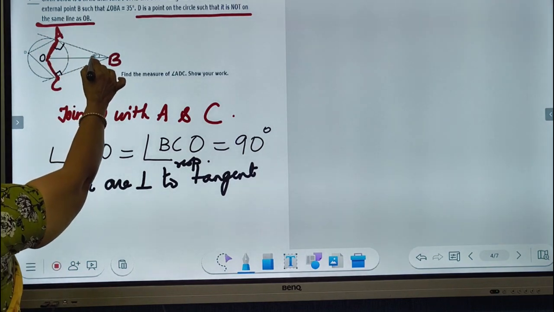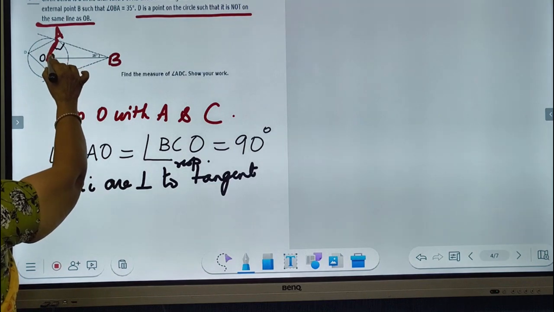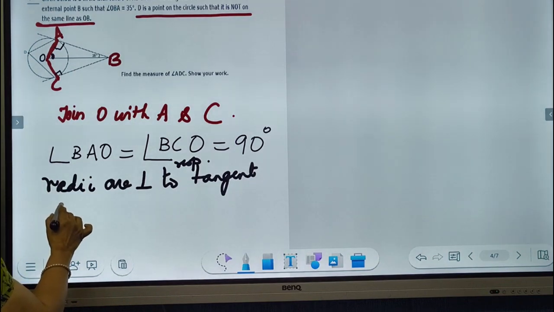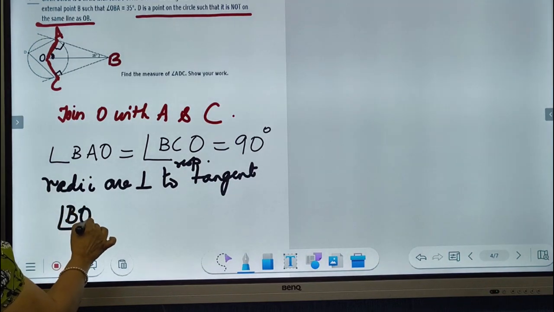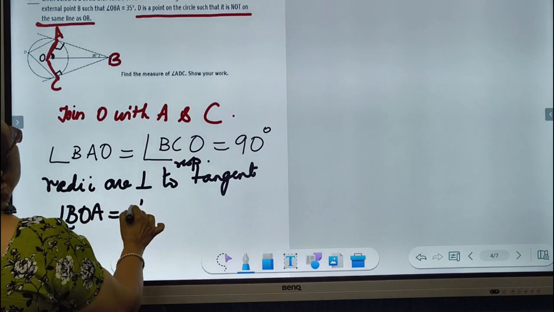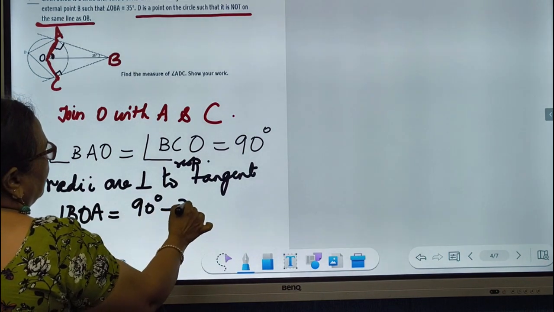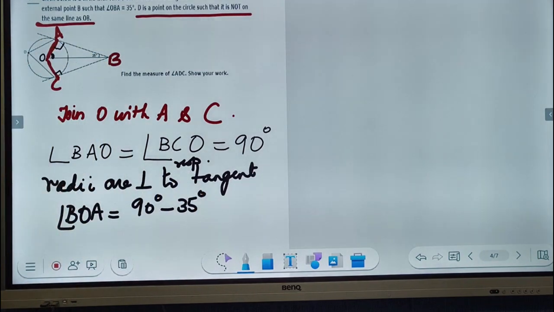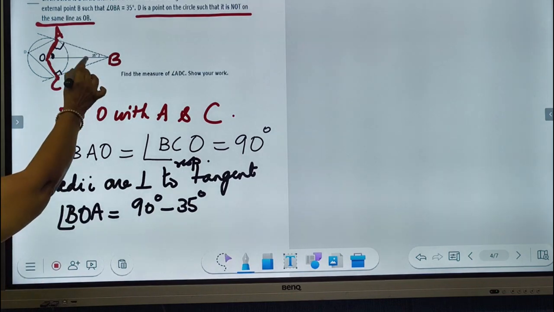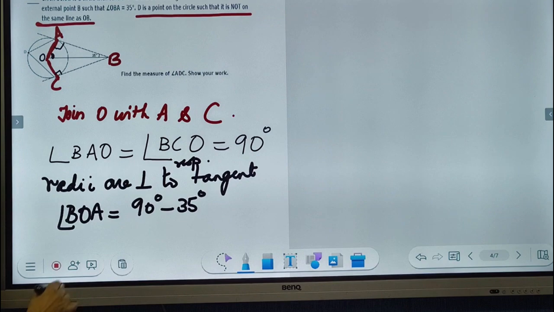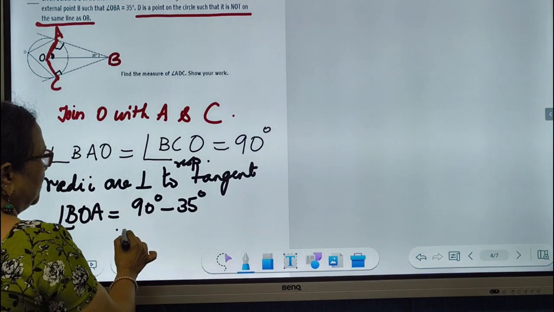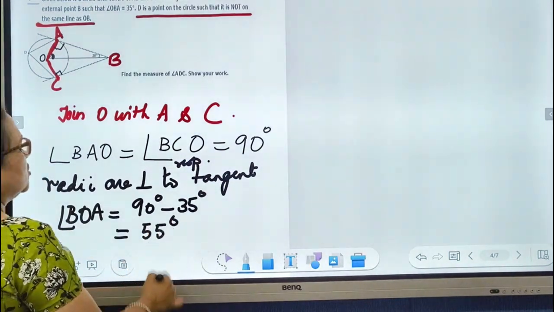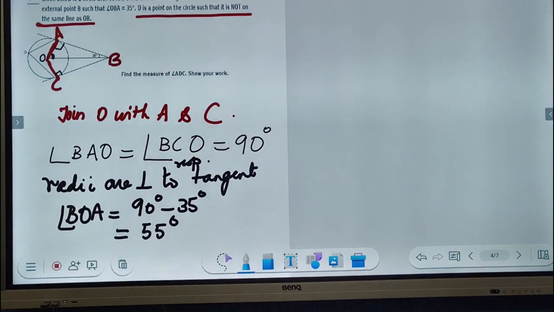If this is 90, if this is 35, what will be this angle? Angle BOA will be 90 degrees minus 35, because in a triangle the total angle is 180, one angle is already 90, right? So the sum of the other two angles must also be 90. So 90 minus 35, which will be equal to 55 degrees. So angle BOA is 55.